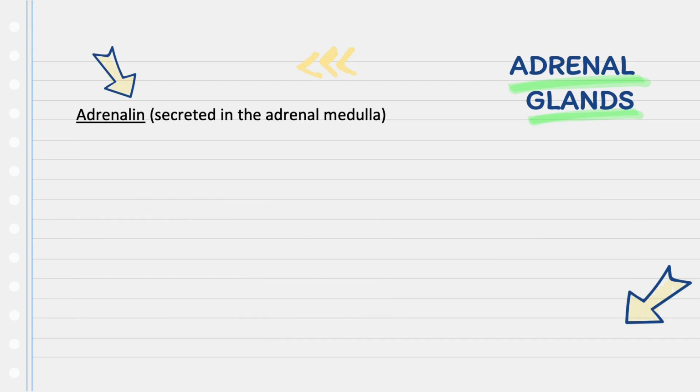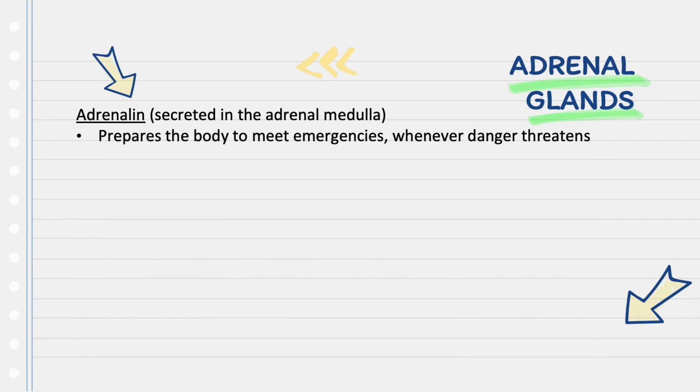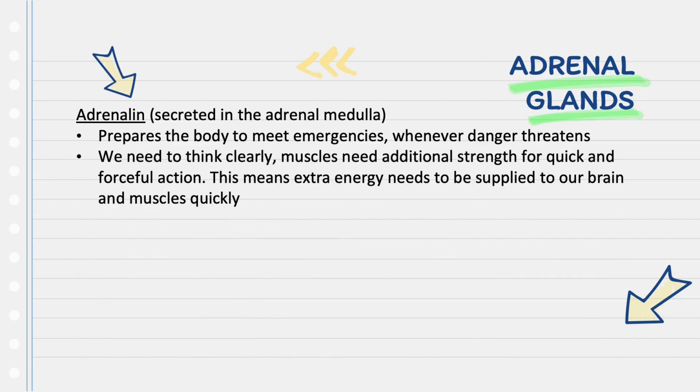Adrenaline is another hormone that is secreted by the adrenal glands. Adrenaline is secreted in the adrenal medulla. Adrenaline prepares the body to meet emergencies whenever danger threatens. We need to think clearly. Muscles need additional strength for quick and forceful action. This means extra energy needs to be supplied to our brain and muscles quickly.